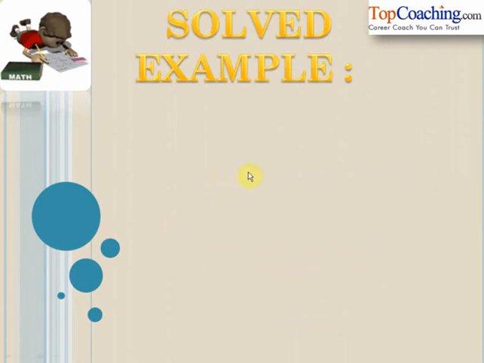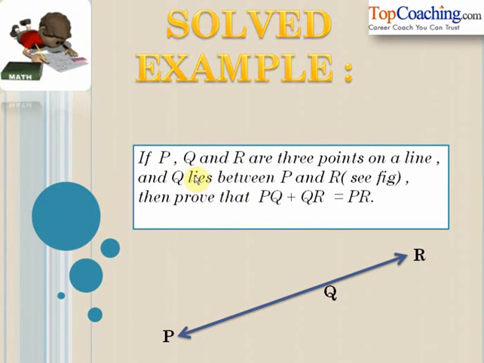Let's try to solve one more example. If P, Q and R are 3 points on a line and Q lies between P and R, then prove that PQ plus QR is equal to PR. So in this problem we have been given a line and there are 3 points P, Q, R on this line, such that the point Q lies between P and R.